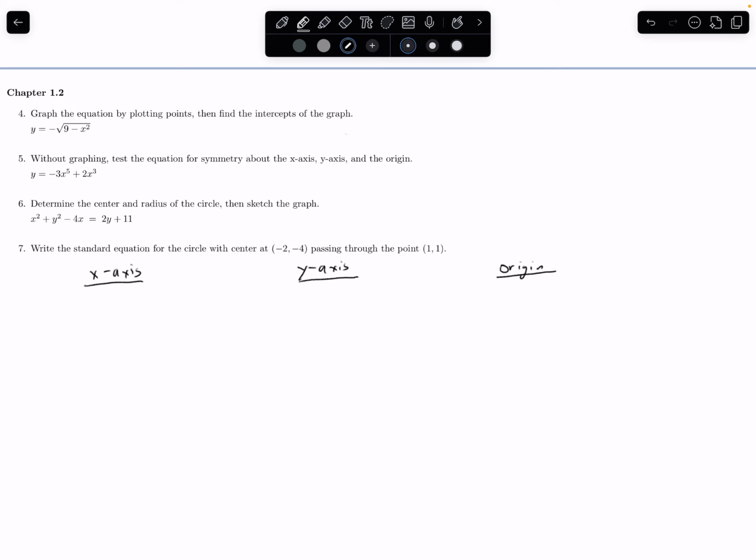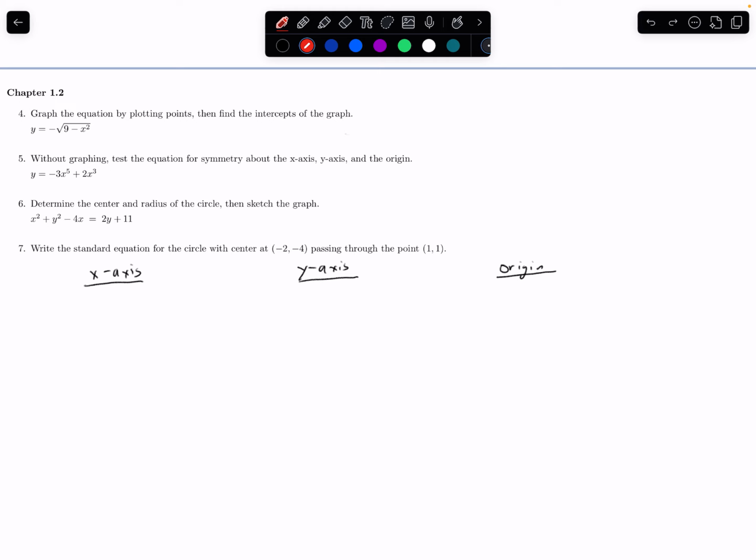So those are the 3 types we're checking, right? How do we check them? So for x-axis symmetry, what you do is you replace x with negative x. And if you do that, oh, I'm sorry. Backtrack, guys. I'm saying this wrong.